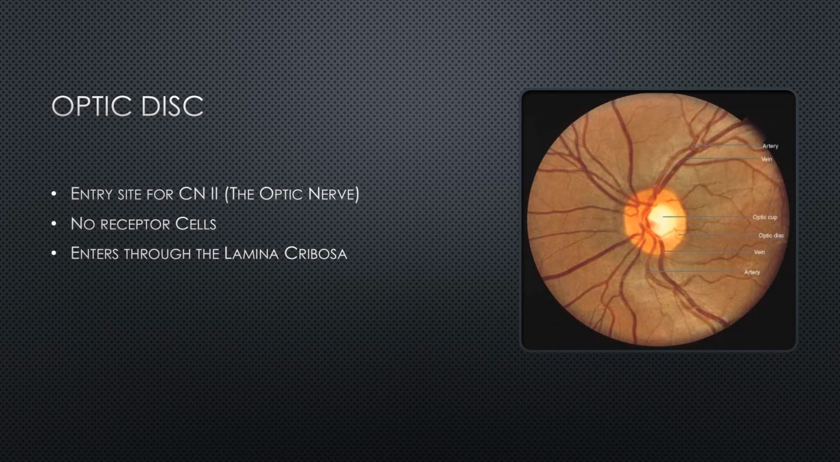The optic disc is the entry site for cranial nerve 2, the optic nerve. The optic disc, also called the optic nerve head, contains no receptor cells and consequently is referred to as the physiologic blind spot. The fibers of the optic nerve enter through a sieve-like area of the sclera known as the lamina cribrosa. These structures form the optic cup. The central retinal artery and vein also enter and exit here and provide the main source of vascular nourishment and elimination.